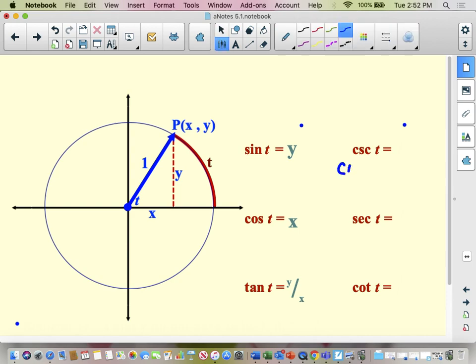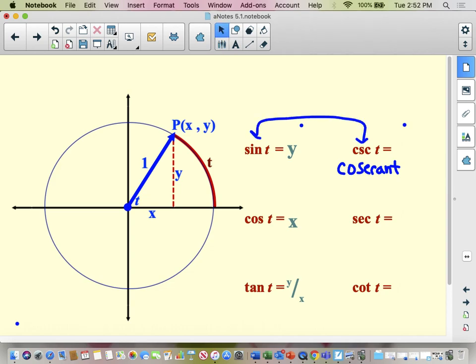Cosecant. Depending on your previous math class, your exposure to these will vary. That's how you read CSC: cosecant is always the reciprocal of sine. So these are reciprocals of one another. If you know the sine is y, you know the cosecant is 1 divided by y.